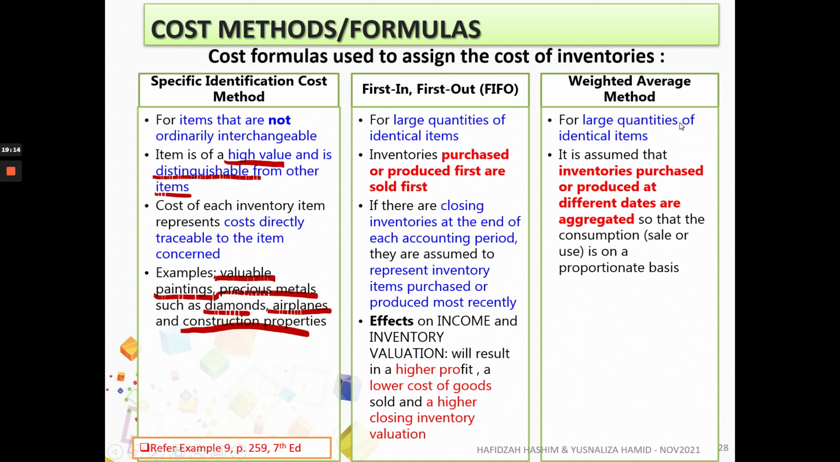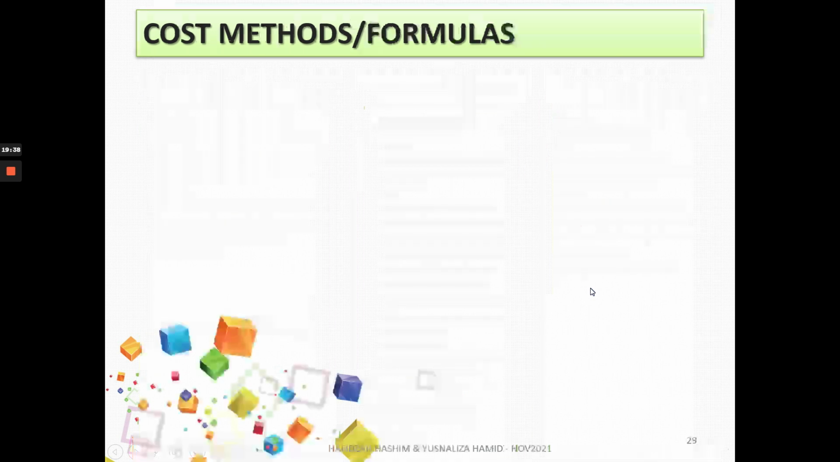For large quantities of identical items, you also have another option, which is the weighted average method, or the WAM. This normally assumes that inventories purchased or produced by the entity at different dates will be aggregated, so that the consumption, sale or use is on a proportionate basis.